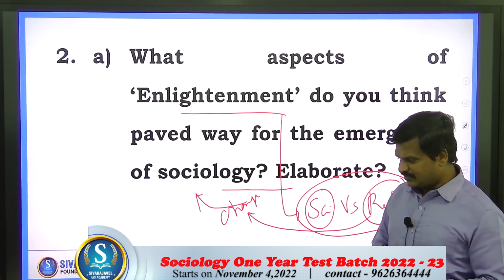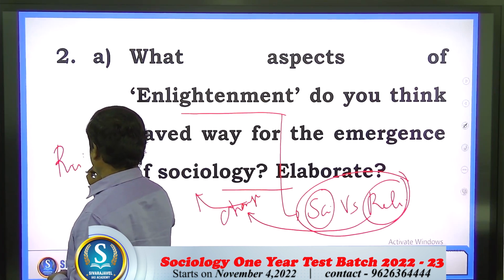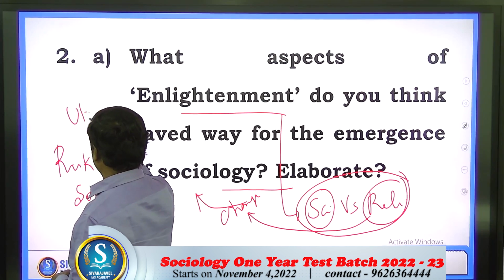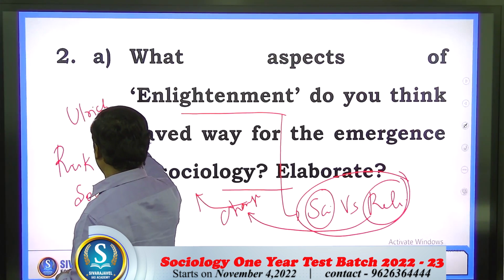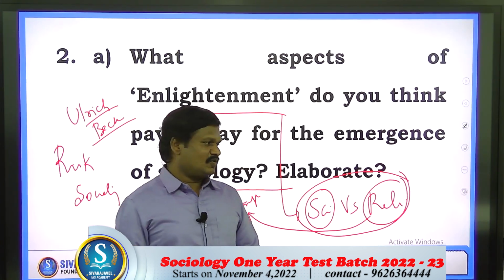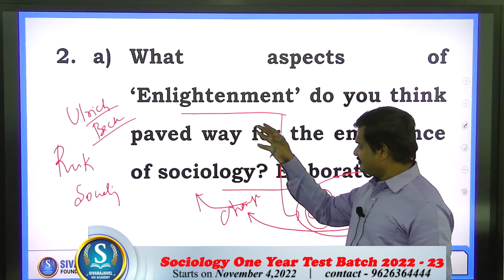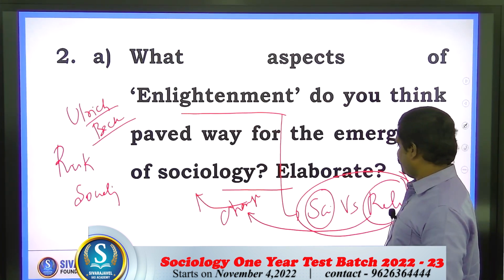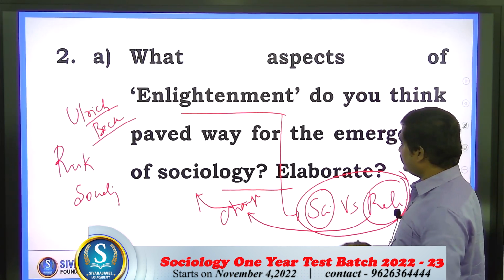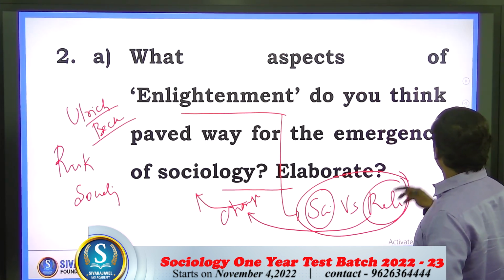There is one scholar who speaks about risk society: Ulrich Beck writes about risk society. Deepankar Gupta writes about mistaken modernity. Like that, you have scholars to give you answers for these questions. So this is the tentative point which you can write for this 2A.